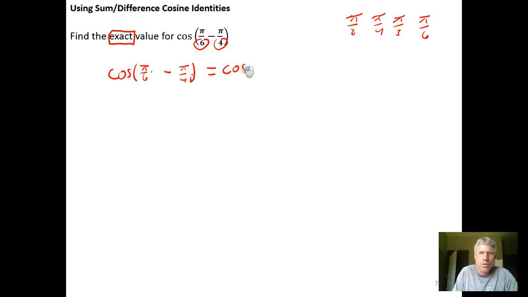So the difference identity has cosine, the product of the cosines, and it's a minus, so it's going to be a plus, and then it's going to be the product of the sines, and then we just lever in our angles. It's cosine of pi over 6, cosine of pi over 4, sine of pi over 6, and then sine of pi over 4.